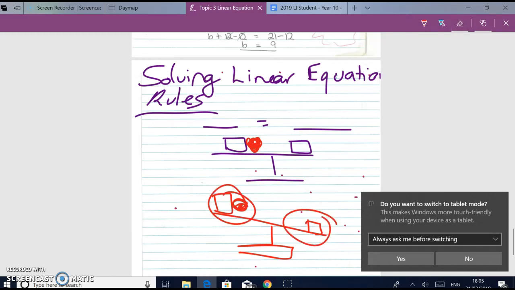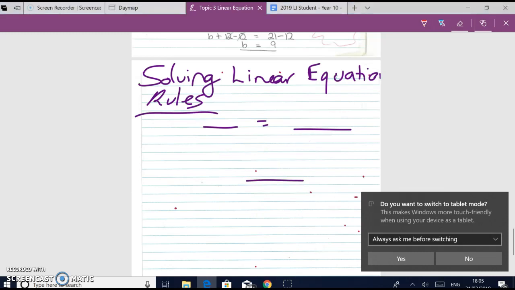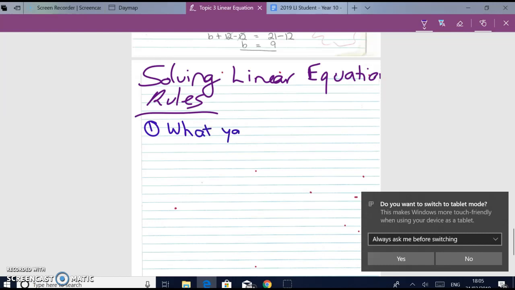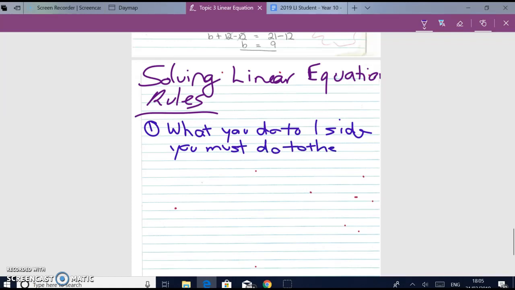So when you're solving equations, the most important rule that you need to know is that always, never, without fail, what you do to one side, you must do to the other. I apologise for my messy handwriting. Okay? So what you do to one side of the equation, you have to do to the other side of the equation. Then the second thing you've got to remember is just a set of rules.